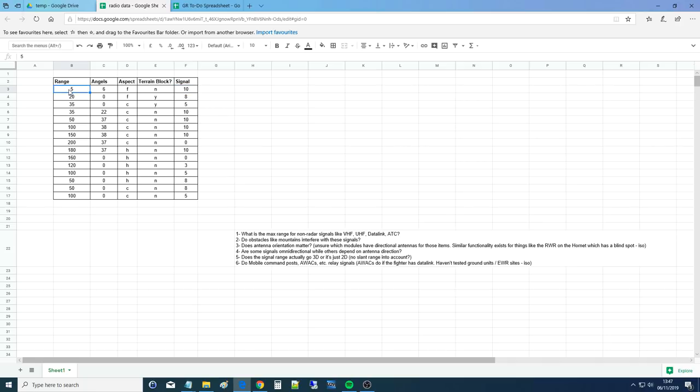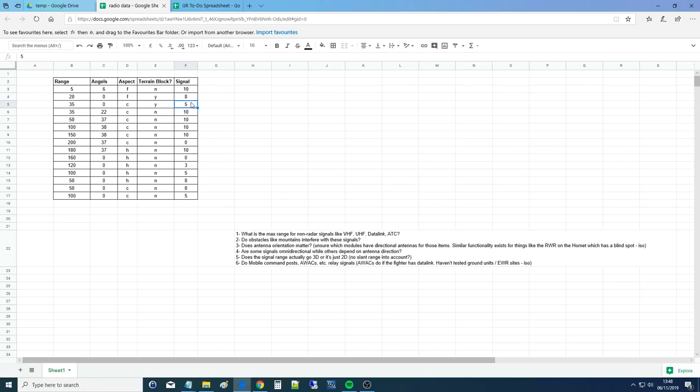So 5 miles away was just my control test with nothing in the way and a flanking aspect. I got a perfect signal, 10 out of 10. When I was 20 miles away and I was on the deck and it was a flanking aspect and there was a mountain in the way, I got 8 out of 10. It was a bit fuzzy and a bit quiet. When I was 35 miles and there was Angels 0 and it was a cold aspect and there was a mountain in the way, it was 5 out of 10.